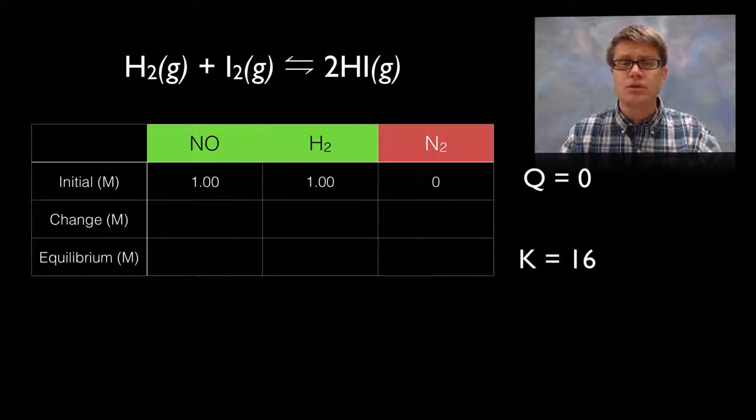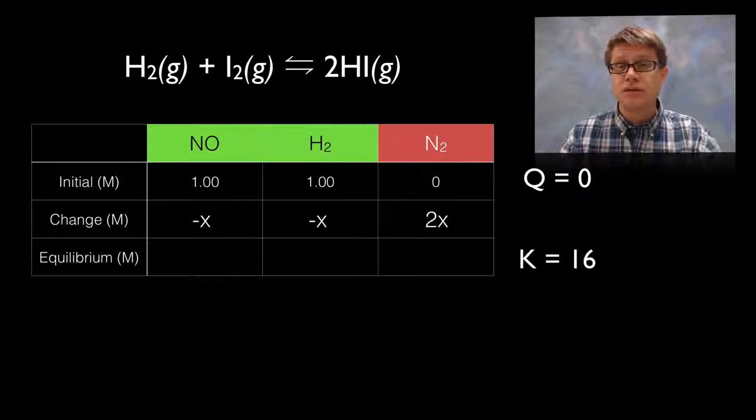But this is a common problem as well. Let's say I only give you my initial state. I only give you my Q value and my K value, and then you have to figure out the rest of the table. Well, how would you solve that? First things first, you can see that our Q value is going to be less than our K value. So is it going to move to the right or to the left? We know it's going to move to the right.